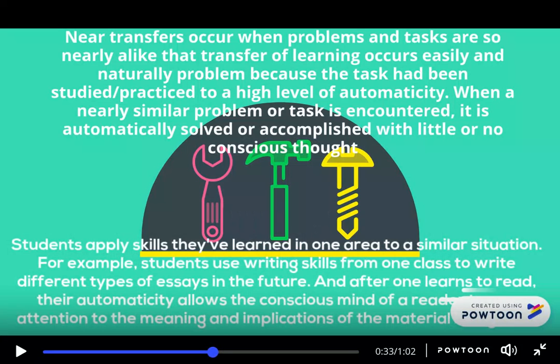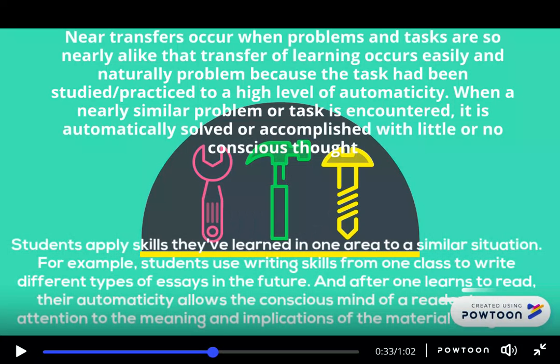So a couple of learning theories of the transfer of learning are near transfers. Near transfers occur when students apply skills they've learned in one area to a very similar situation. So that transfer of learning occurs easily and naturally. This particular task has been practiced a lot to a high level of automaticity, so it transfers easily. When a nearly similar problem or task is encountered, it is automatically solved or accomplished with little or no conscious thought.